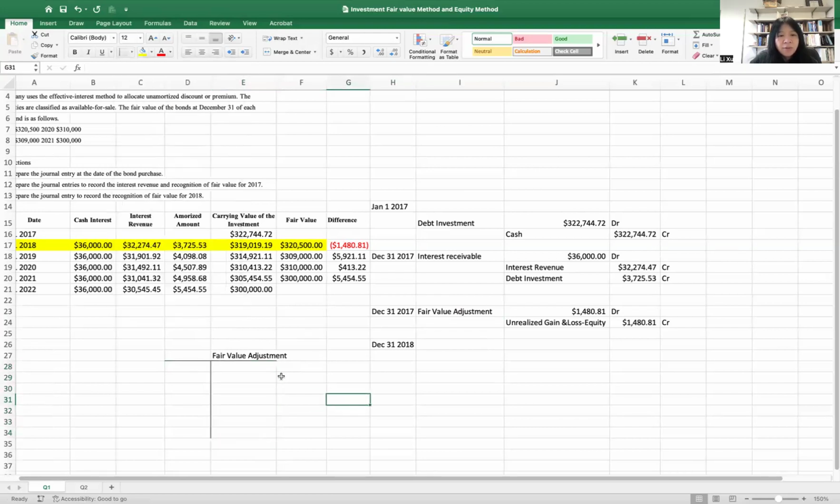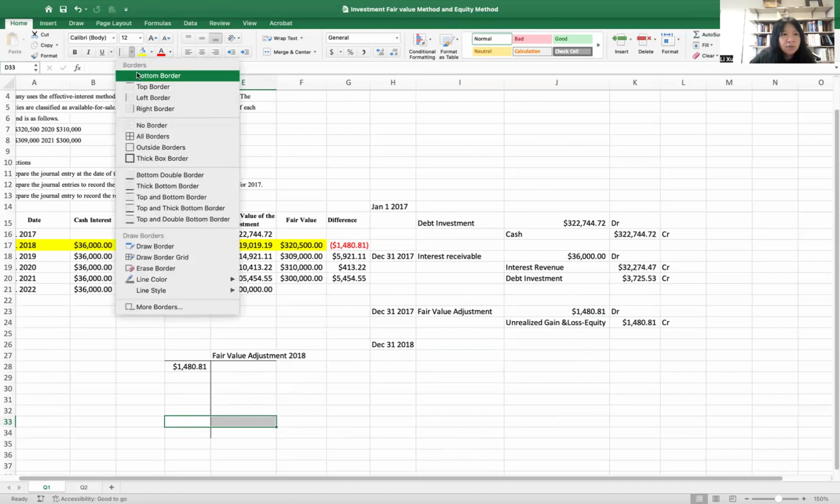Right, fair value adjustment account at the beginning of the year 2018. So this is fair value adjustment 2018. For this year, the beginning balance from last year is on the debit side. We have 148.81. So that's the beginning balance. Now let's take a look at the ending balance.